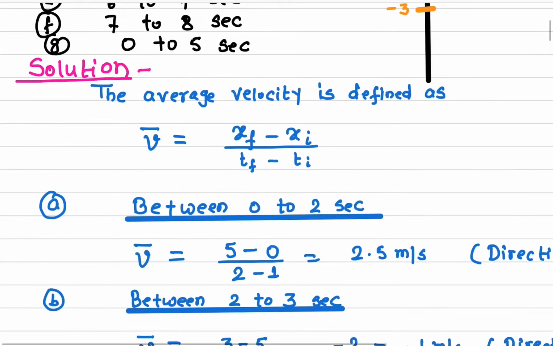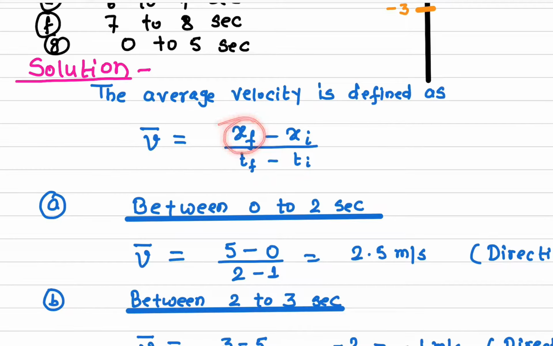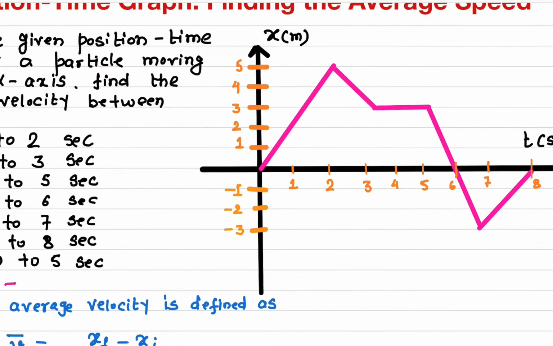The way it is defined, the average velocity is x_f, where f stands for the final position, minus the initial position, divided by the final time minus the initial time. So we need to know the position. Let's first calculate between 0 to 2 seconds, in this range here.